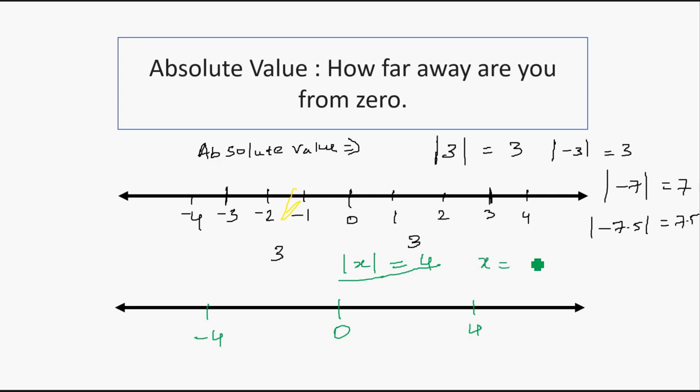So what are the two values? x equals 4 and x equals -4. So these two values will satisfy the condition mod x equals 4, right? So one more example we will take. Suppose we have mod of 7x equals 21. So how many values of x will satisfy this? There will be two values for 7x. One will be positive 21 and one will be negative 21.